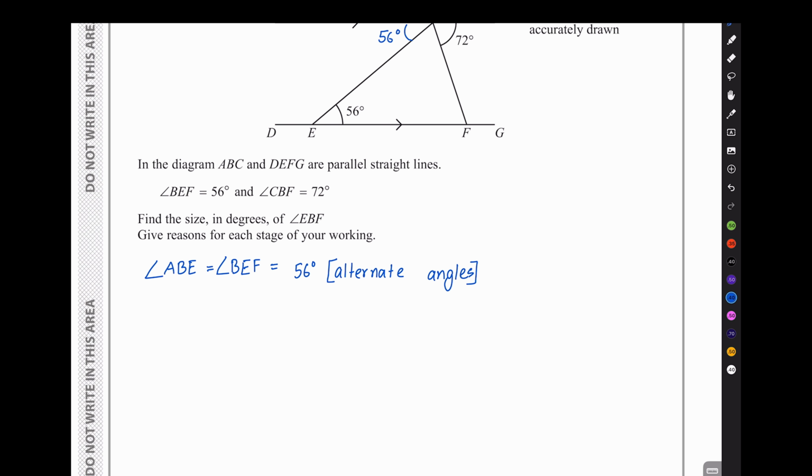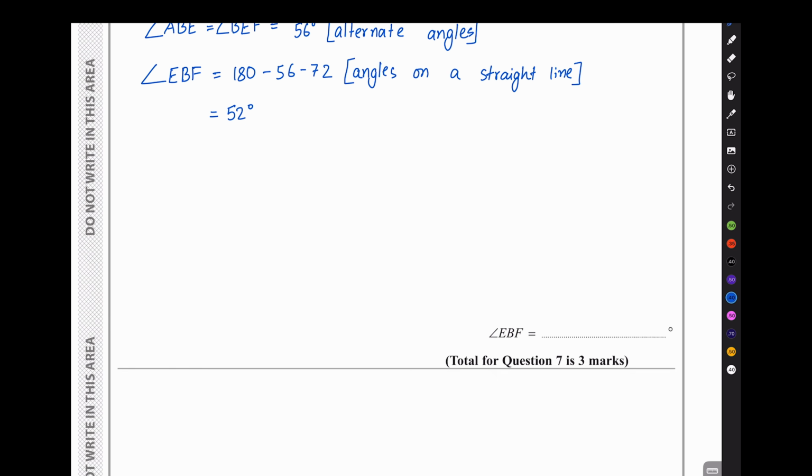Okay, the next thing is our required answer, which is angle EBF, which is 180 minus 56 minus 72, which gives me 52 degrees. And the reasoning is angles on a straight line. Or you could write angles on a straight line add up to 180 degrees, your wish.